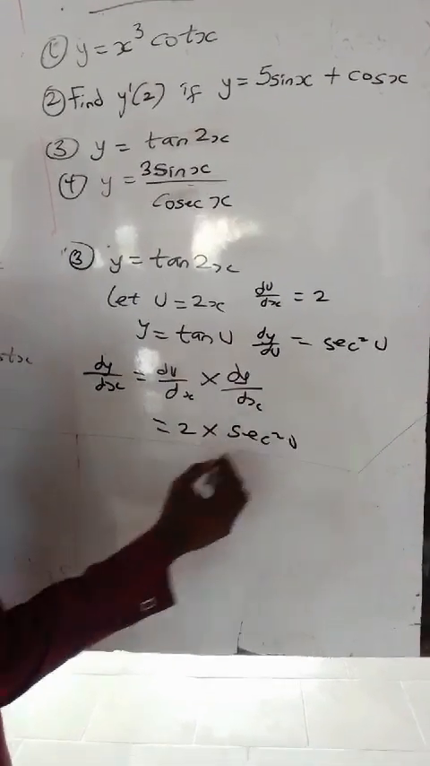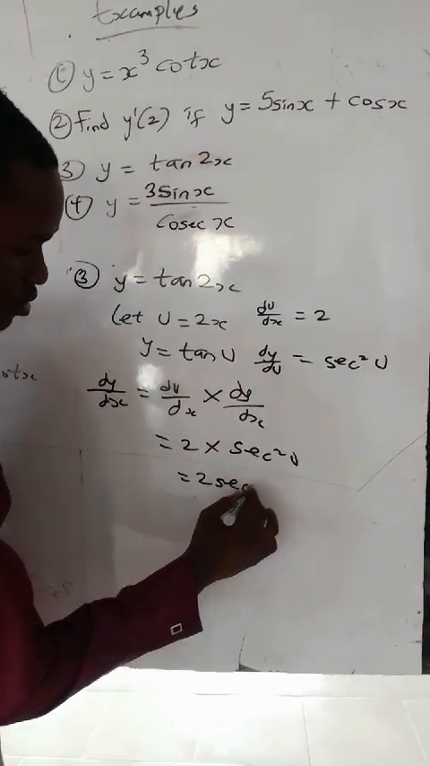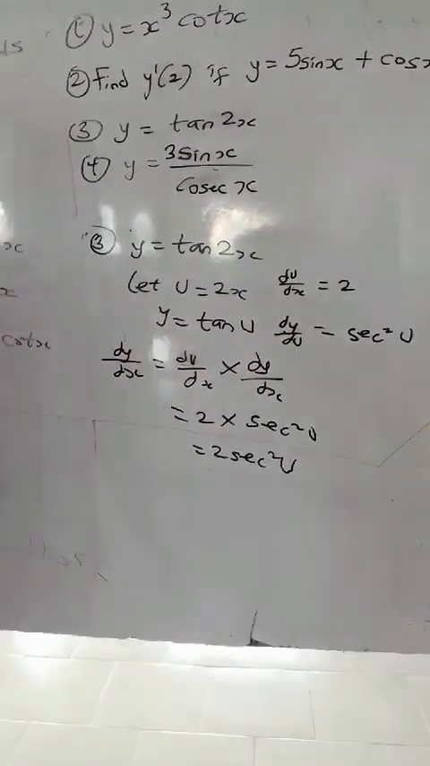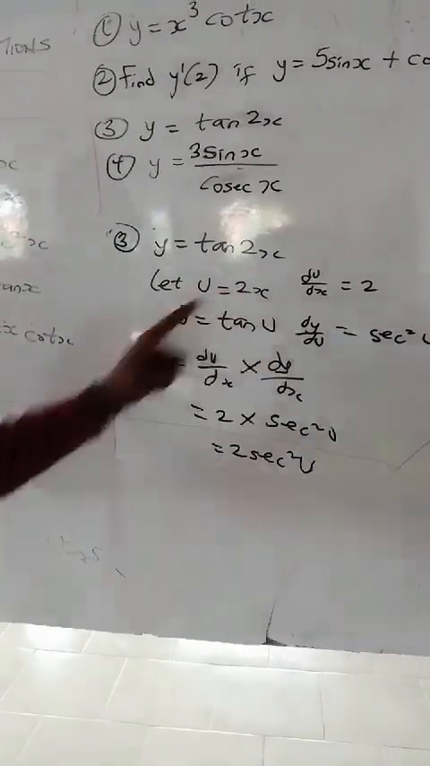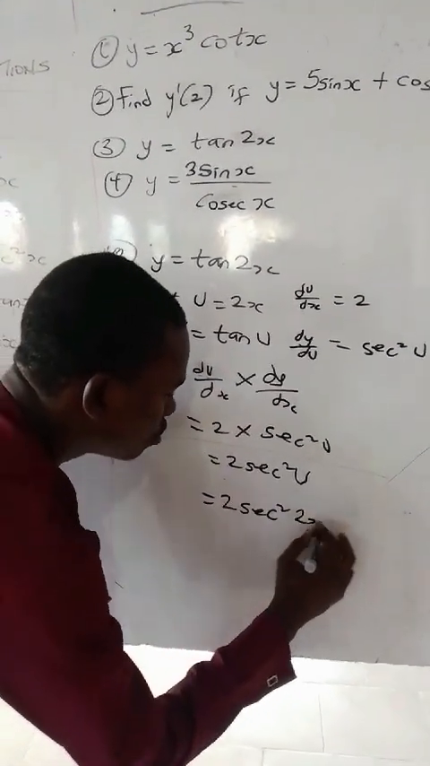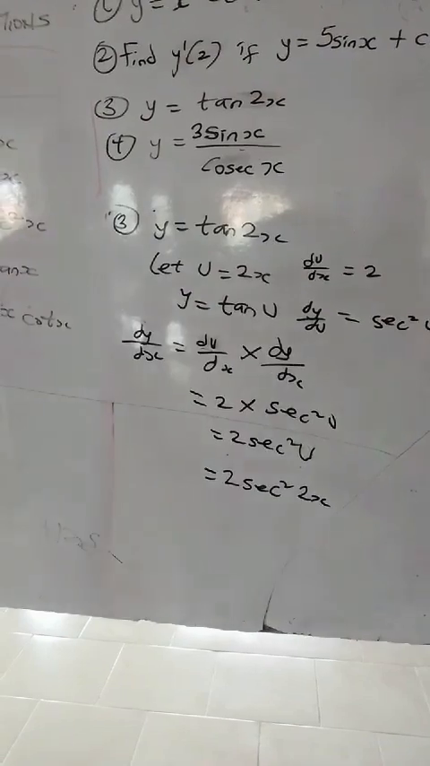Sec square u. That's what? 2 sec square u. But you're not done. Don't forget I told you, when you're dealing with function of function, what is now u? That will be 2 sec square 2x. That will be the final answer.